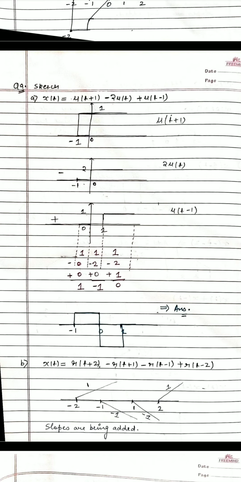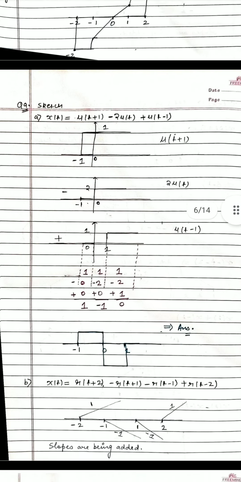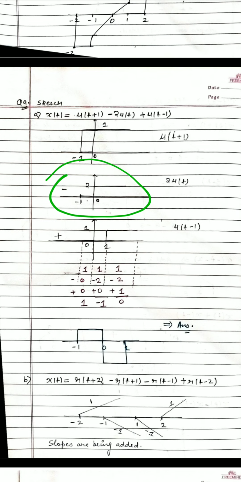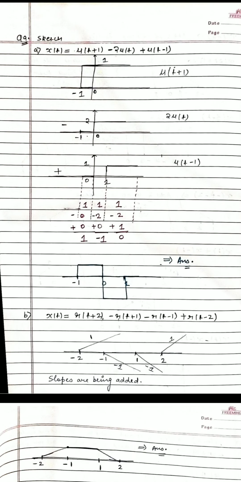From 0 to 1, it is 1 minus 2 plus 0, because here it's minus, here it is minus. The 1 minus 2 is minus 1, plus 0 is minus 1. So from 0 to 1 it is minus 1. At 1 it is 1 minus 2 plus 1, which is 0. So the resultant graph will look like this. You can try it out.